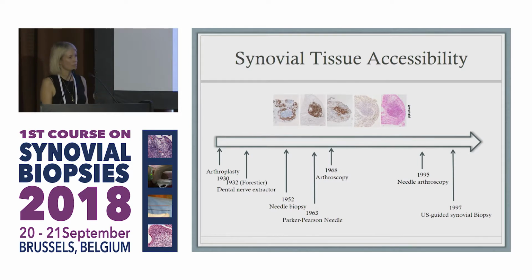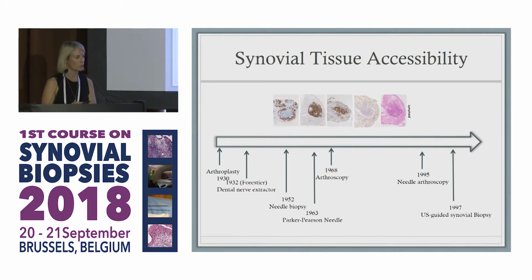Arthroplasty was first introduced around the 1930s, and that did give some access, in particular to synovial tissue originating from the hip joint. But there was a big push to see if any minimally invasive techniques could be developed. Forestier in 1932 did report on this adaptation of a dental nerve extractor, which could apparently sample synovial tissue. But all sorts of references to that are sort of removed because he never actually reported his results. So I don't think the dental nerve extractor ever made it past teeth.